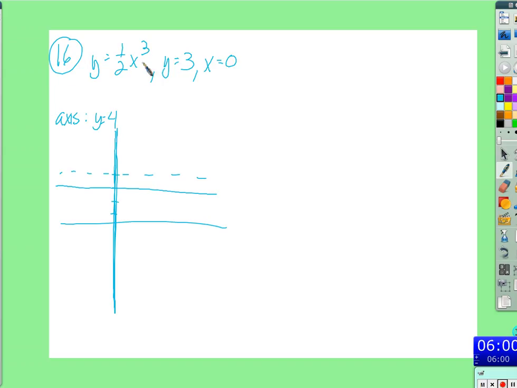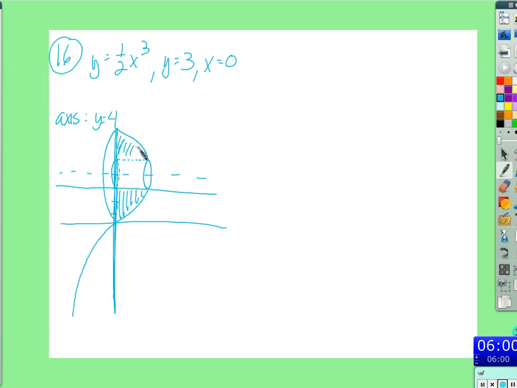1 half x cubed. X cubed looks something like this. 1 half x cubed would be slightly less steep. We don't even have to draw a picture, just get a good visualization in your head. If you have your calculator, you can graph it. So we need to find the volume of this piece right here, the only one trapped between all three of these, rotated around this axis of rotation. You're going to have a hollow part that goes through the middle.